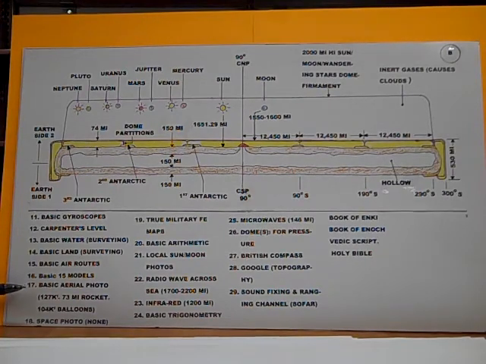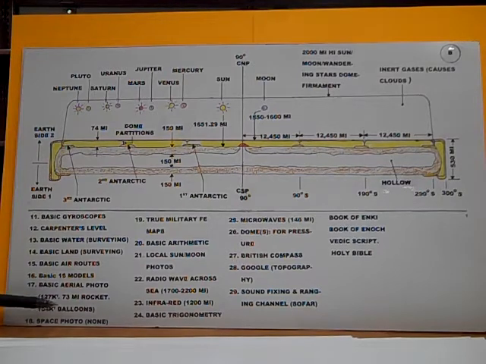Number 17, basic aerial photography, like the guy that jumped out of 127,000 feet up there in the sky to parachute down, the 73-mile amateur rocket, the 104,000 20-mile up balloons, all show a flat surface and so forth.